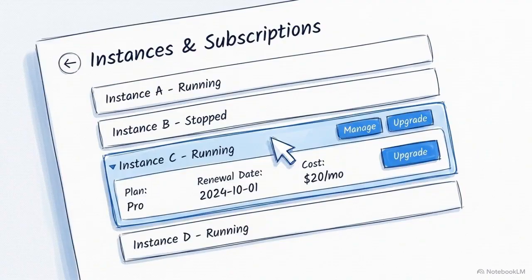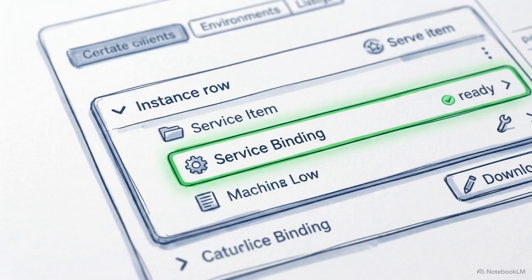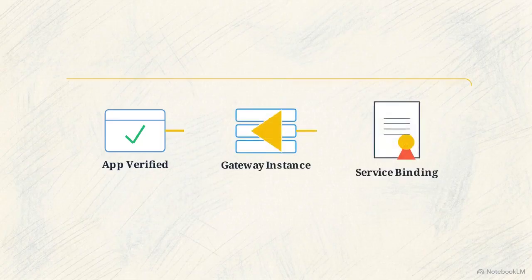To validate your work, simply check the Instances list in the BTP cockpit. You will now see your newly created binding nested directly underneath its parent service instance. In 3 steps, you verified the core application, stood up a scoped instance, and established the X.509 certificate binding.